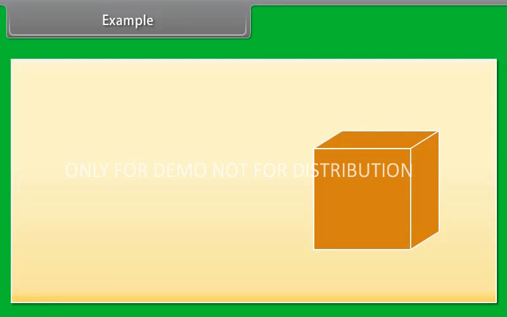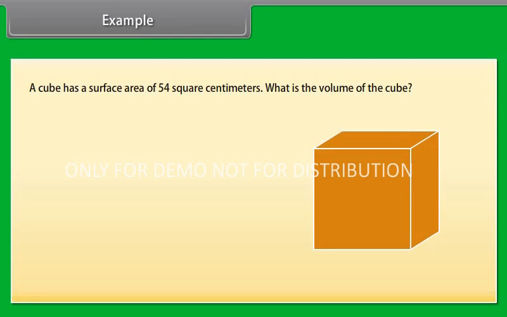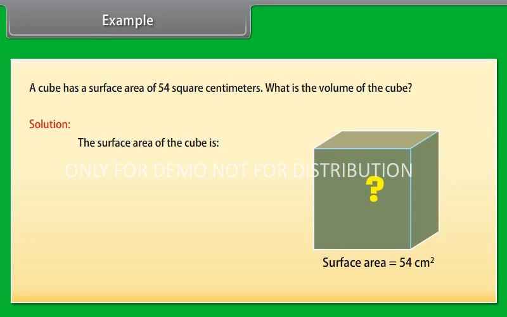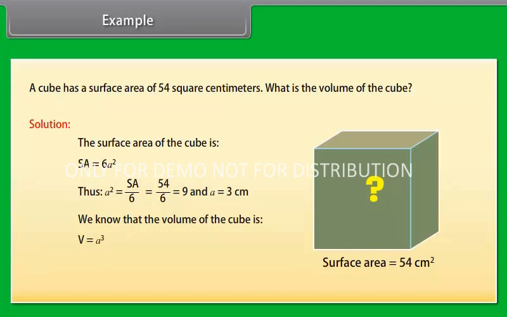Let's now solve an example to find the volume of a cube. A cube has a surface area of 54 square centimeters. What is the volume of the cube? Solution. The surface area of the cube is SA equals 6A square. Thus, A square is equal to SA upon 6, which is equal to 54 upon 6, which equals 9, and A is equal to 3 cm. We know that the volume of the cube is V equals A cube. Therefore, V equals 3 cube, or V equals 27 cm cube.